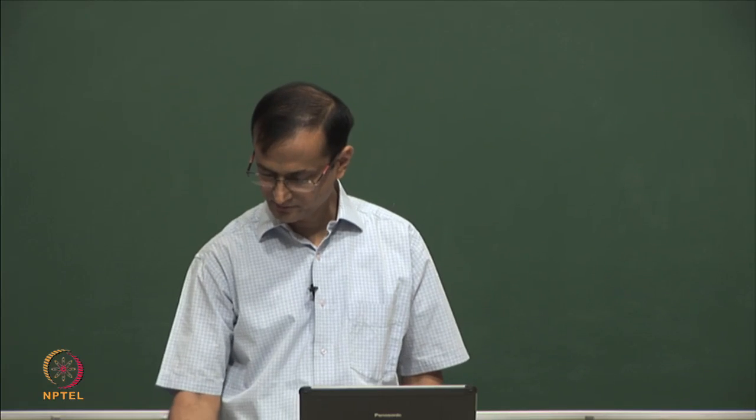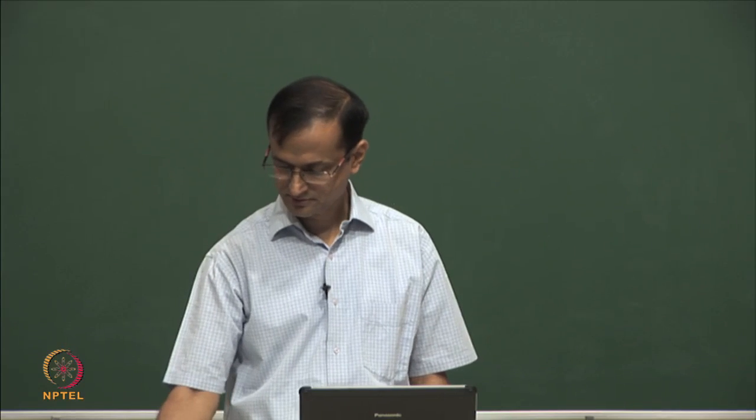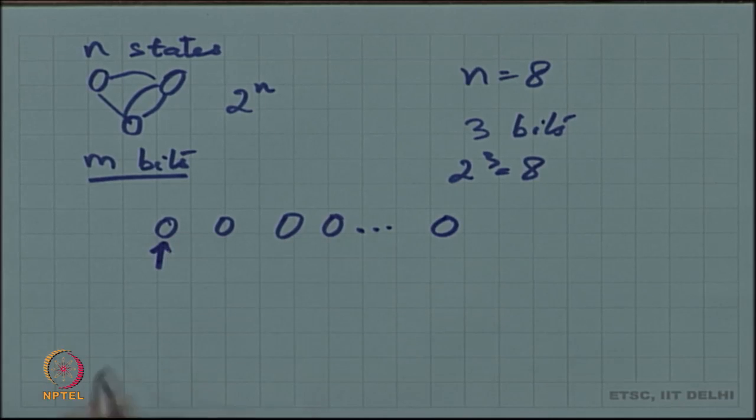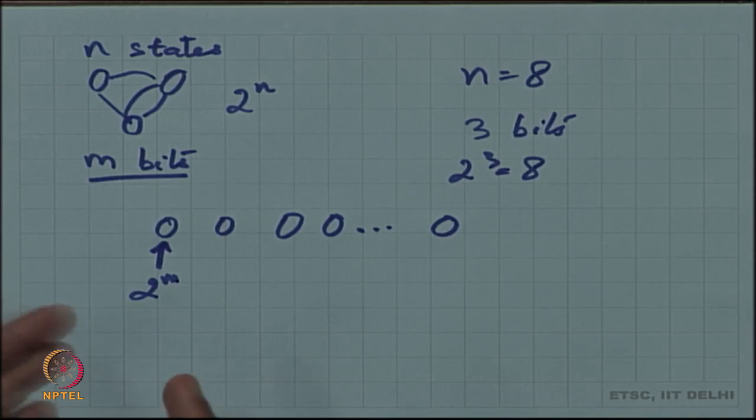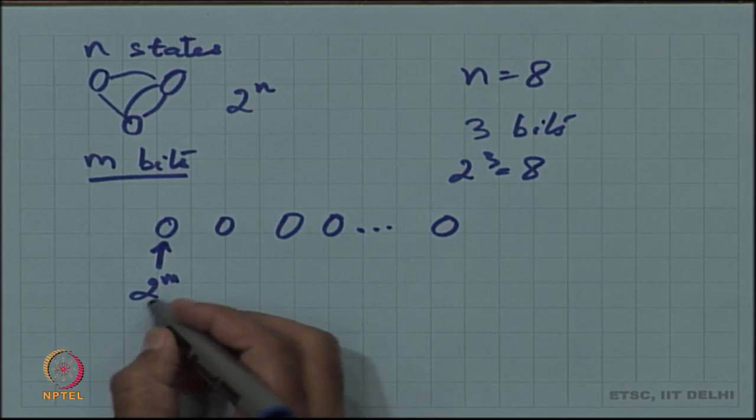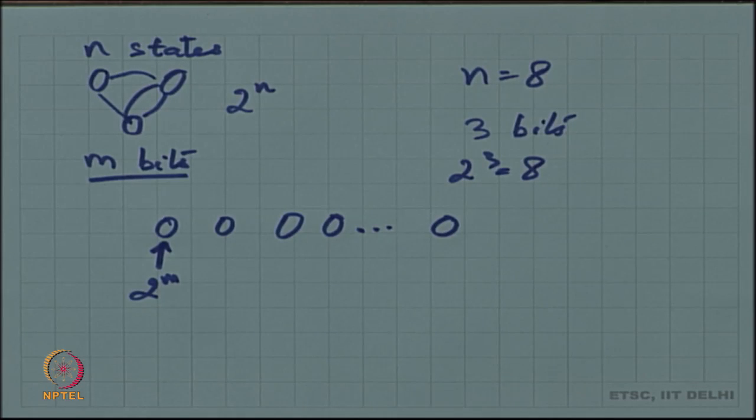So if I have n states, how many possibilities do I have for the first one? 2 power m. Yes, sorry, 2 power m. They are independent things, remember, we have to make the choice of what m is. So m is not derivable directly from n. That many choices for the first state.